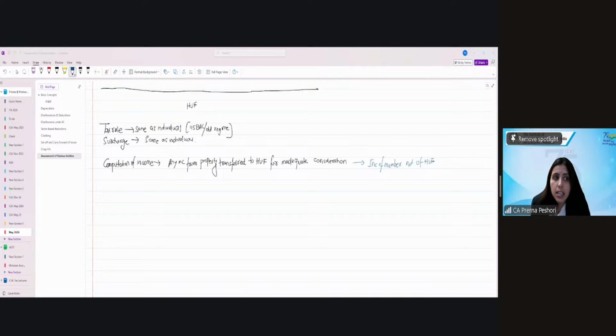Next is the income, or the share of the profit from the HUF. What will be the taxability of that for the members? It is exempt. So, share of HUF exempt under 10(2).